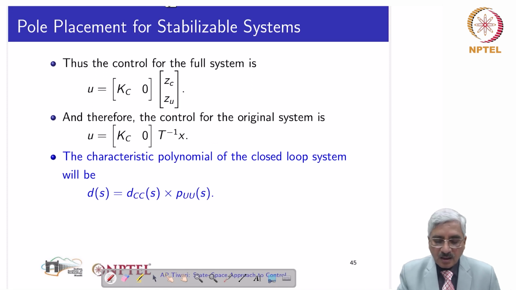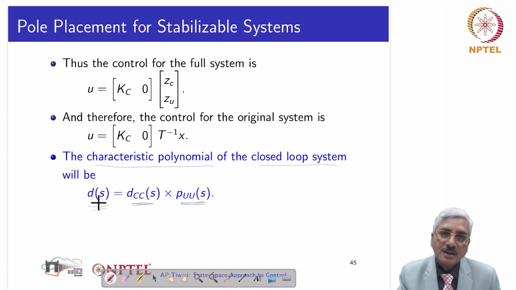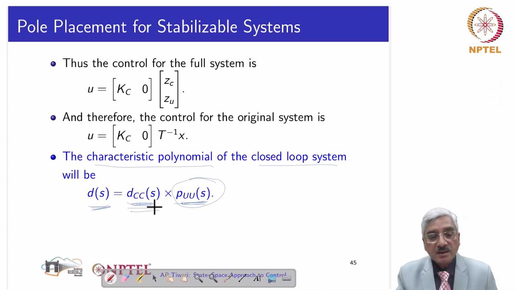And with that, the characteristic polynomial of the closed loop system will be the product of the characteristic polynomial of the closed loop system for the controllable subsystem and the characteristic polynomial of the uncontrollable system, which is this. This will be the characteristic polynomial of the closed loop system. Means only those characteristic polynomials can be achieved which are factored like this, in which this has to be a separable factor. Then the pole placement for the desired characteristic polynomial will be achievable in this case.